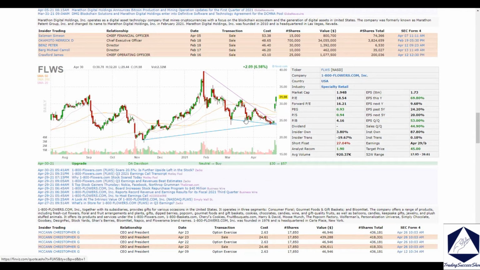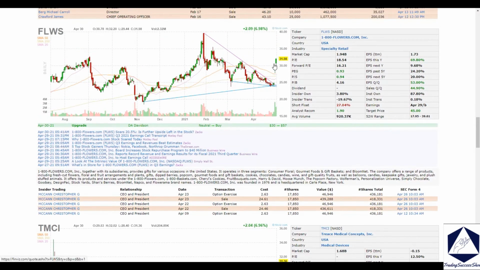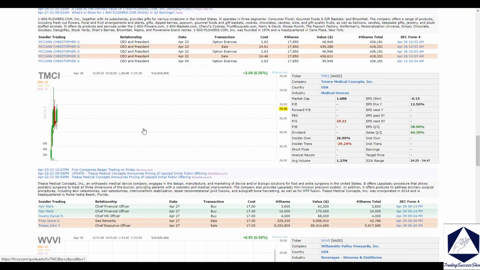FLWS, this one is already extended, so I'll be looking for a pullback to retest the 50 moving average again before I go in. There was an upgrade by D.A. Davidson from neutral to buy with a profit target of 57.